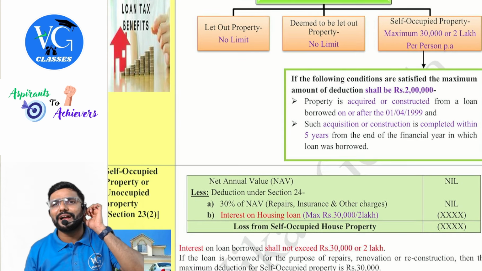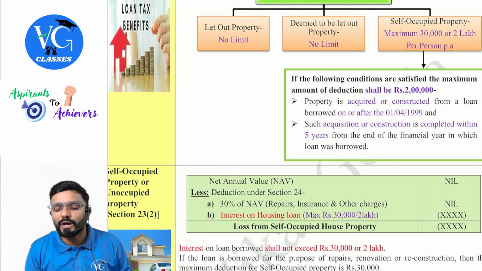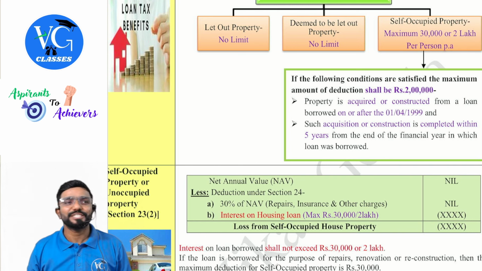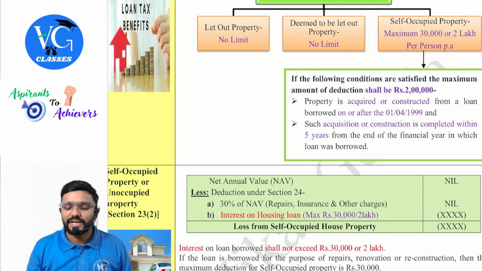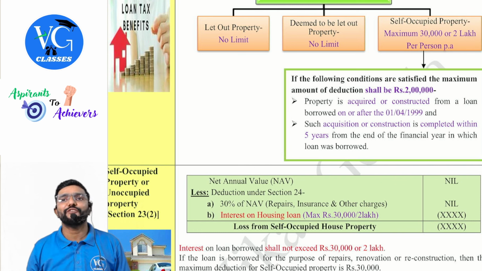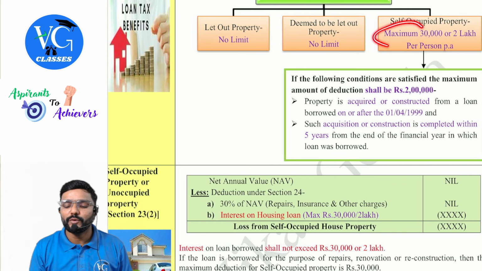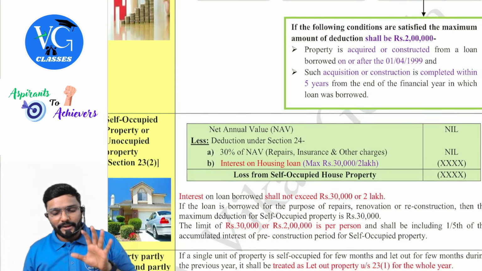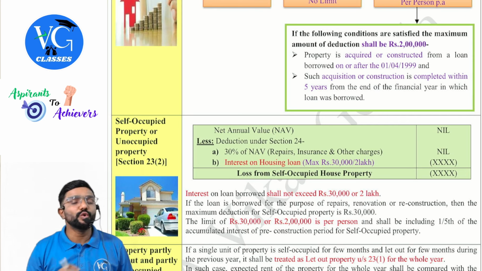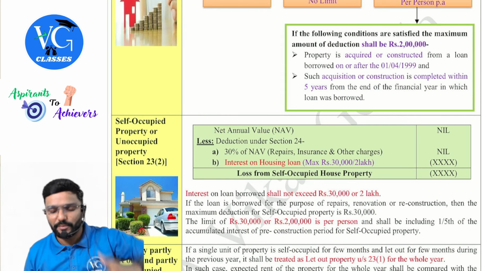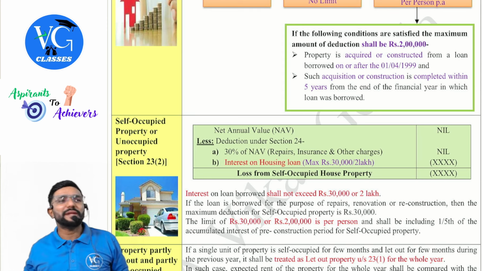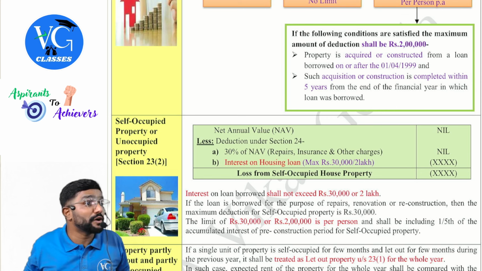For self-occupied property, important point: the maximum interest is either 30,000 or 2 lakh per person per annum. But 2 lakh is not free. It is attached with conditions. Only if the following conditions are satisfied, you can claim 2 lakh interest on your self-occupied property. If not, how much can you claim? Only 30,000. If the following conditions are satisfied, the maximum deduction shall be 2 lakh. For which property? Self-occupied. Self-occupied means what, guys? It is occupied by the assessee and his family members, or it might be unoccupied property also.